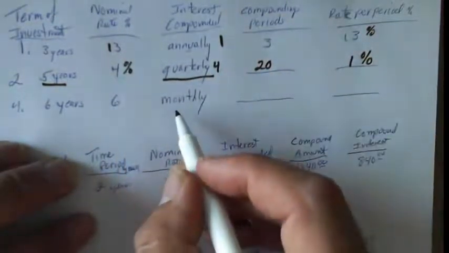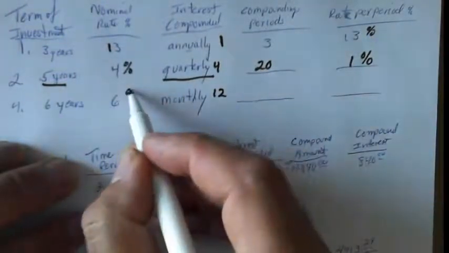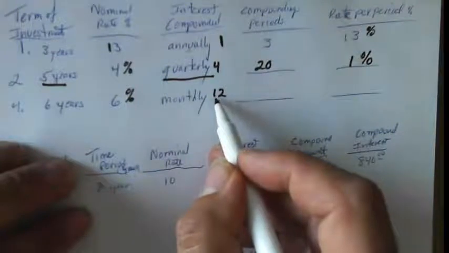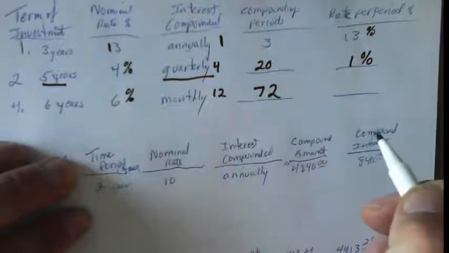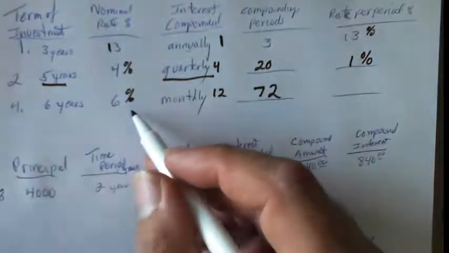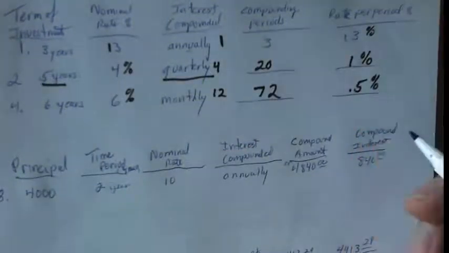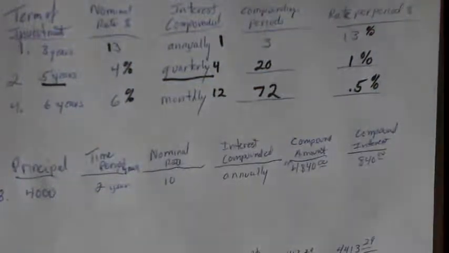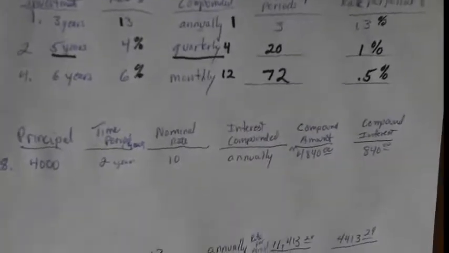So let's do one more of those. Monthly is going to be 12 periods. We have 6%. Again, we take the months times the years, so we have 72 compounding periods, and each period is the percent divided by the months. So 6 divided by 12 is going to give us 0.5%, or 0.5% per period. That's how to do that first section, and that's critical because we're going to need that later on in order to figure out the compounding structure.